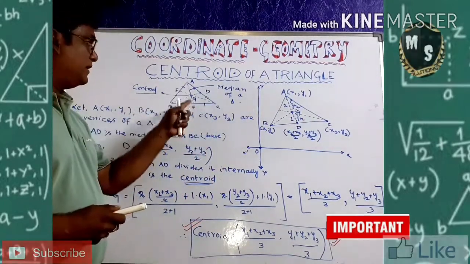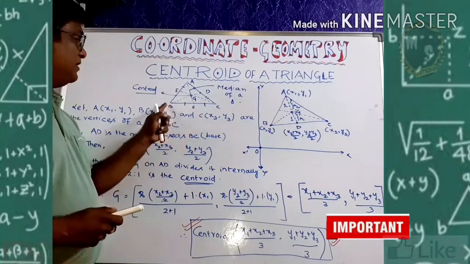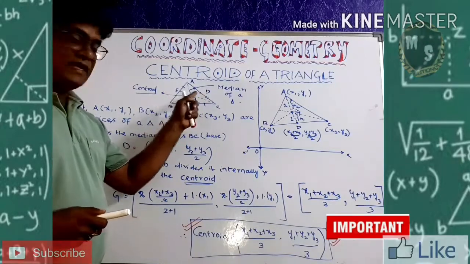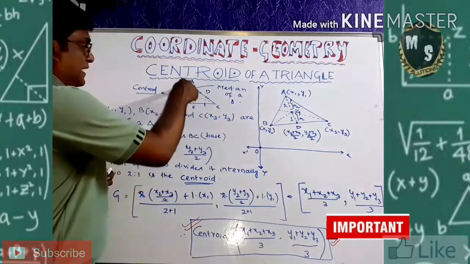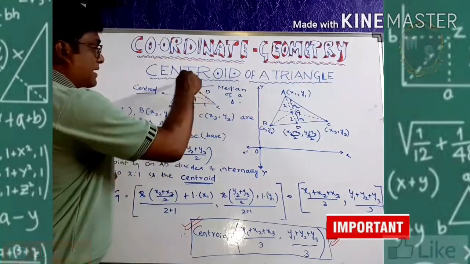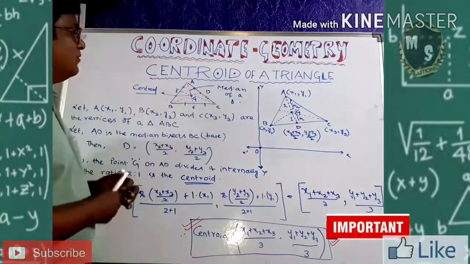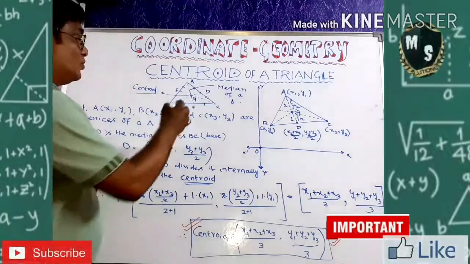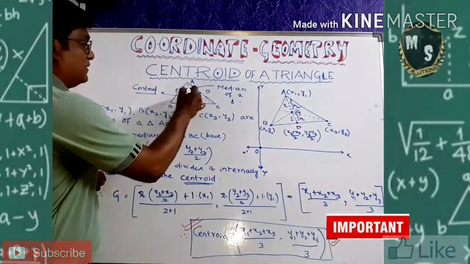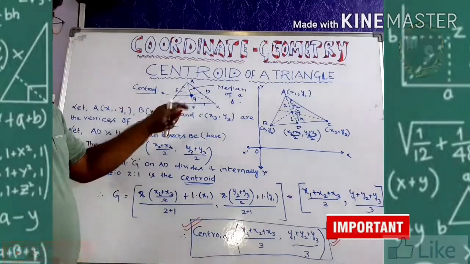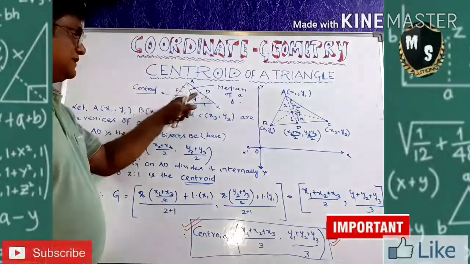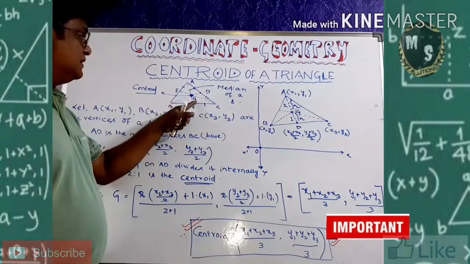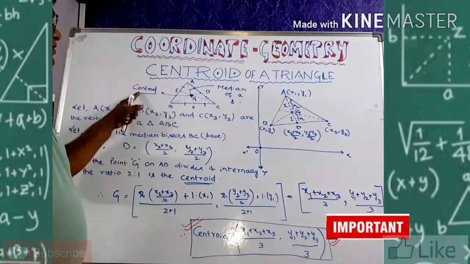From point A, one median, that is AF; from B, one median, that is BD; and from C, one median, that is CE. So this AF median, BD median and CE median will definitely go through one point, this point. Okay, so this point is called what? The meeting place of three medians. Yes or no? Let it be G. That point is called the centroid of a triangle.